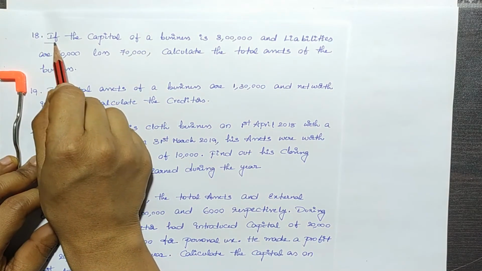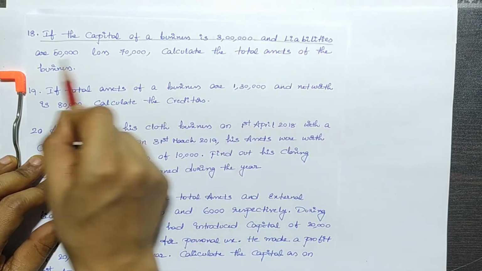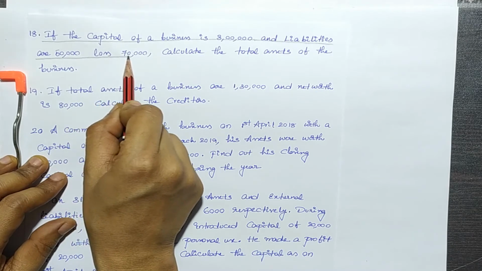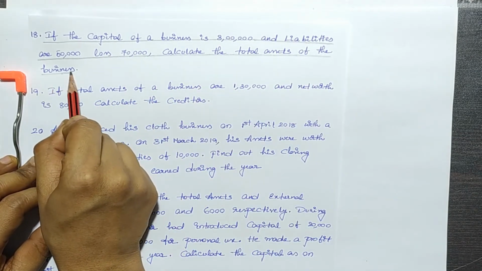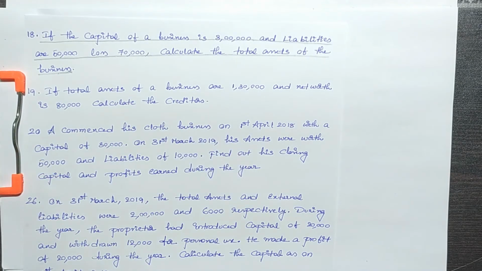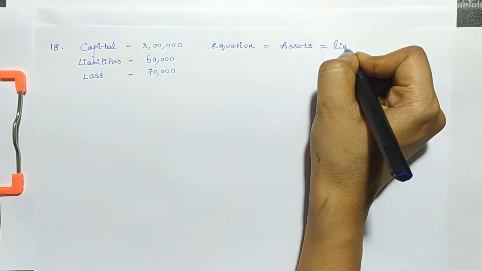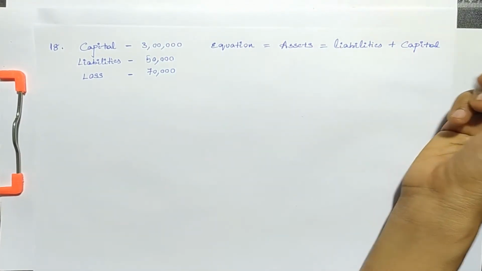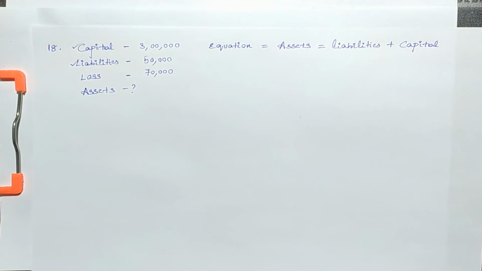Our first problem is, if the capital of the business is 3 lakh and liabilities are 50,000, loss is 70,000, calculate the total assets of the business. In the question they have given capital, liabilities and loss value. The equation is assets is equal to liabilities plus capital. Capital and liabilities are already given in the problem. So they are just asking us to find out assets.